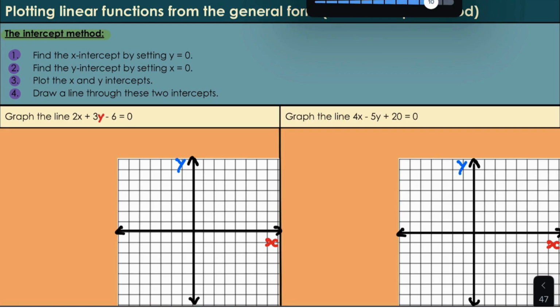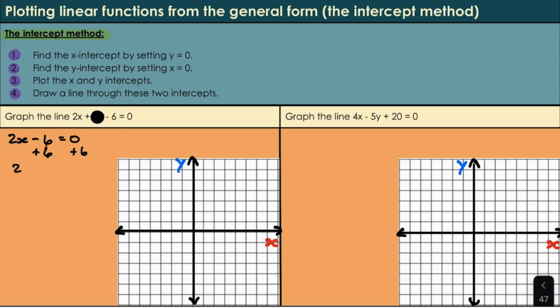When I replace that y with 0, the y term will disappear, and I can now solve for x, and that will give me the x-intercept. I add 6 on both sides. 2x comes down, negative 6 cancels with positive 6, 0 plus 6 is 6. The coefficient of x is 2. I divide by 2 on both sides. The 2's cancel. 6 divided by 2 is 3. And there is my x-intercept. Let's plot that point, 3.